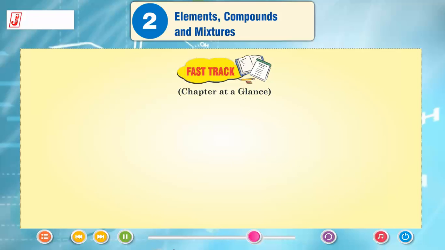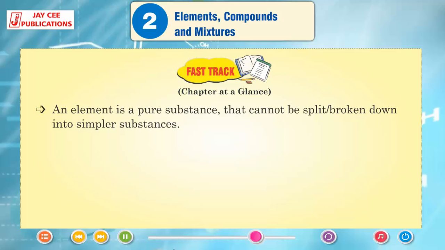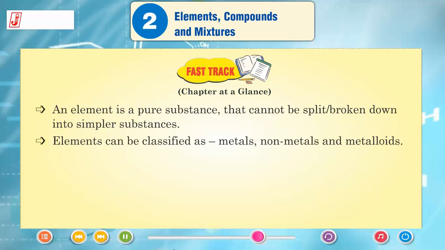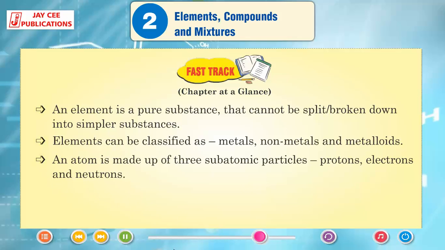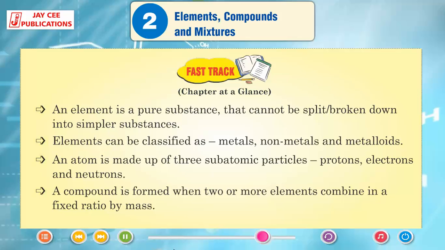Fast track. Chapter at a glance. An element is a pure substance that cannot be split or broken down into simpler substances. Elements can be classified as metals, nonmetals, and metalloids. An atom is made up of three subatomic particles: protons, electrons, and neutrons. A compound is formed when two or more elements combine in a fixed ratio by mass.